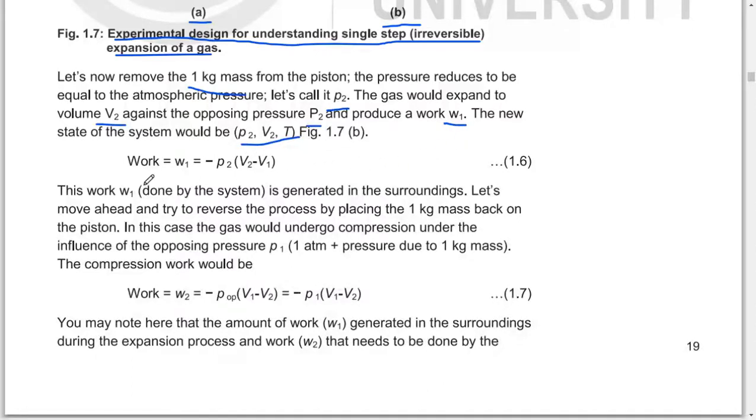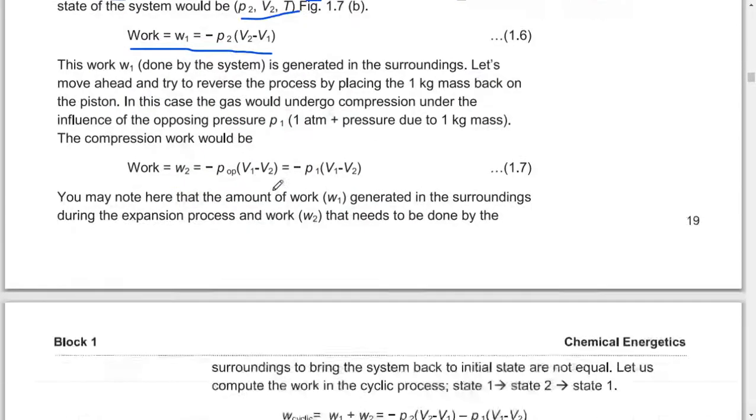Figure B: work W1 is equal to minus P2 times V2 minus V1. This work W1 done by the system is generated in the surroundings. Let's move ahead and try to reverse the process by placing the 1 kilogram mass back on the piston.